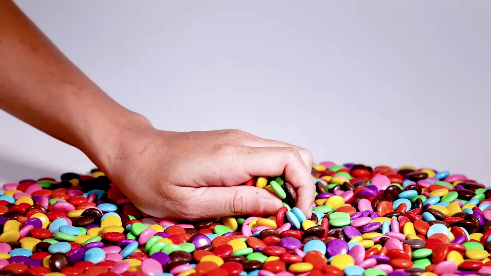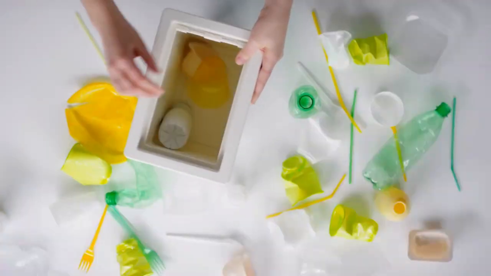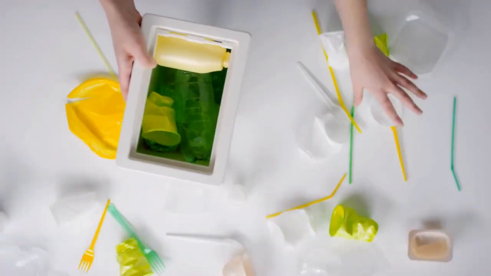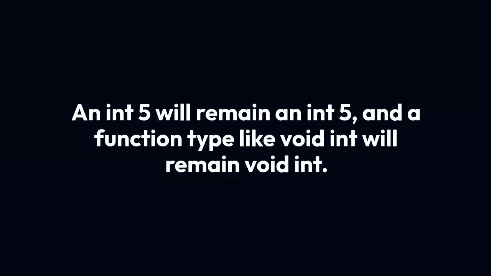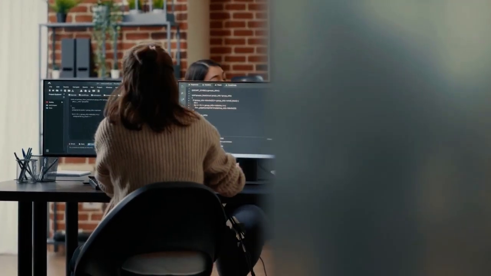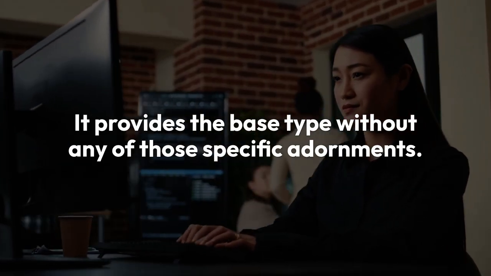Crucially, std::remove_cvref does not convert arrays into pointers, nor does it convert function types into function pointers. An int[5] will remain an int[5], and a function type like void(int) will remain void(int). Its job is purely to remove references and CV qualifiers, nothing more. It provides the base type without any of those specific adornments.